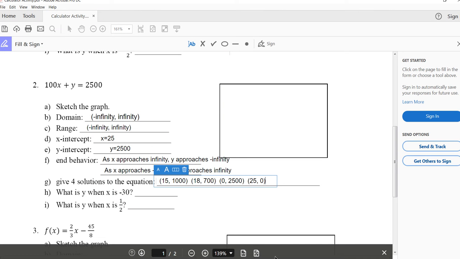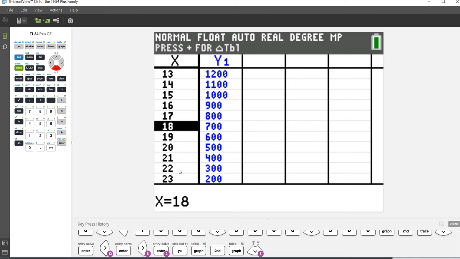All right. What is y when x equals -30? So I'm going to go back to my graph. When x equals -30, I want to find out what y is. You could scroll through the table. That's probably easier right now, but let me show you another way to do this. Graph.